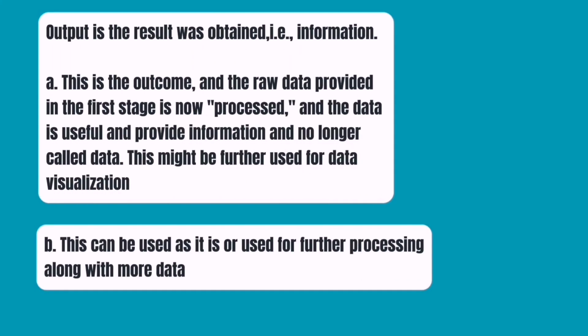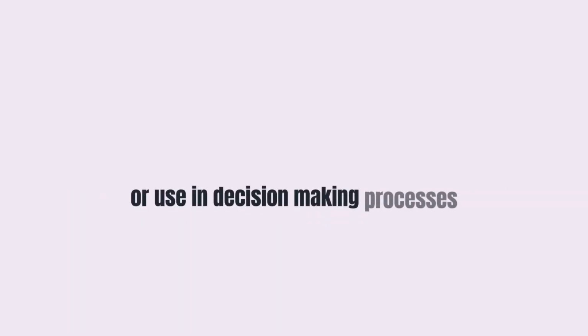Output is the result obtained, or in other words, information. This is the outcome, where the raw data provided in the first stage is now processed, and the data is useful and provides information and is no longer called data. This might be further used for data visualization. This can be used as it is or used for further processing. So, output is when we get to see the result of our processing? Exactly. It's where the information generated throughout the cycle is shared with others or used in decision-making processes.